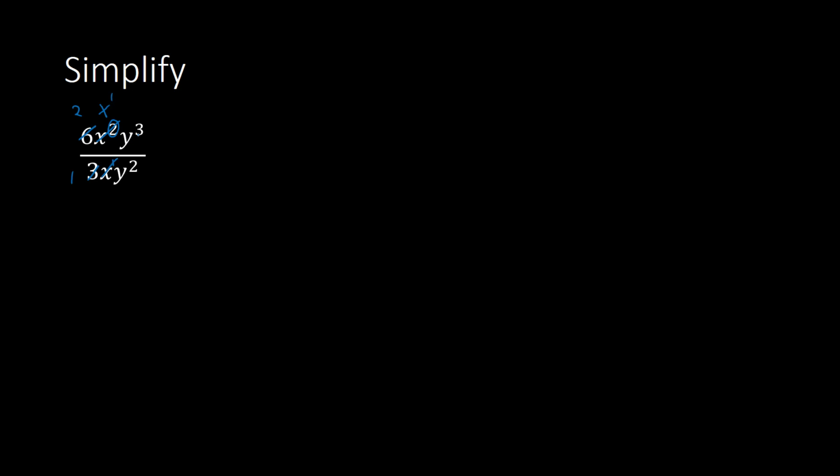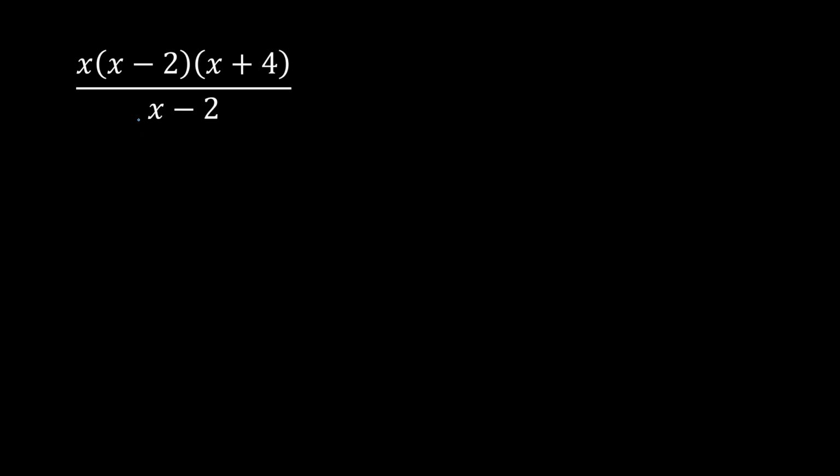And then y to the third over y squared can reduce. I can subtract the exponents, 3 minus 2, to get 1. So I get y to the first power, and it stays in the numerator because the exponent 3 was in the numerator and is bigger than the 2. So now our solution would be 2 times x times y, which would be our solution.